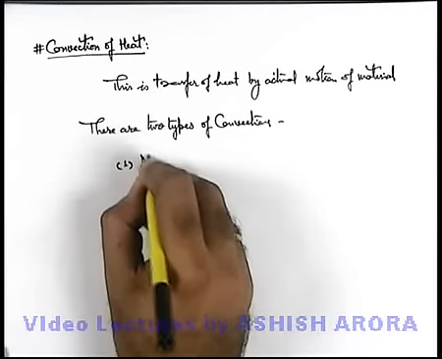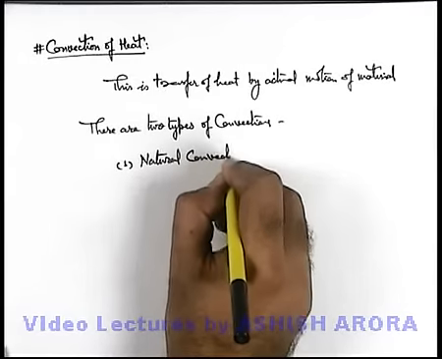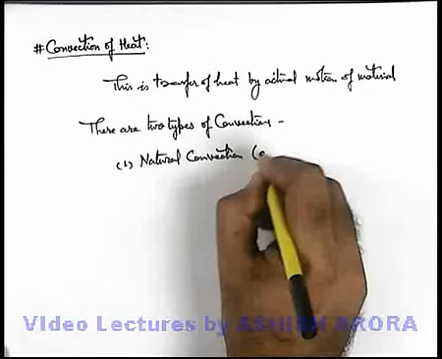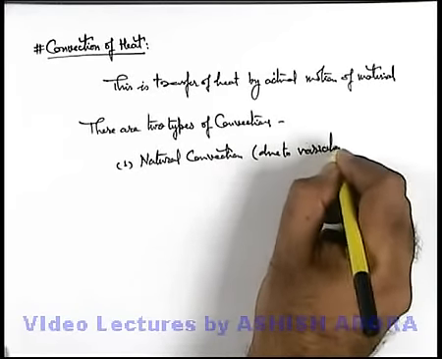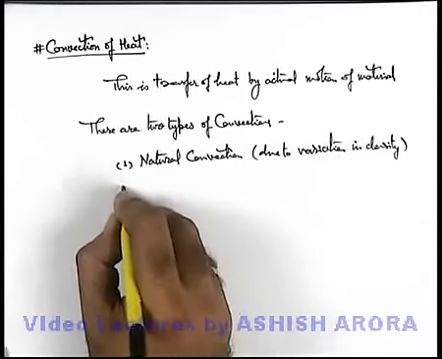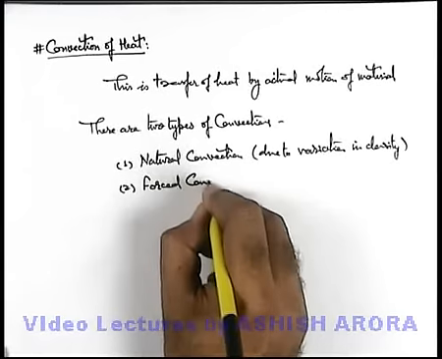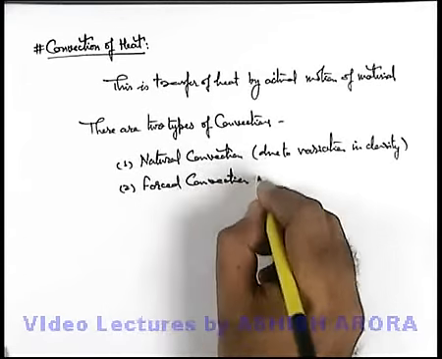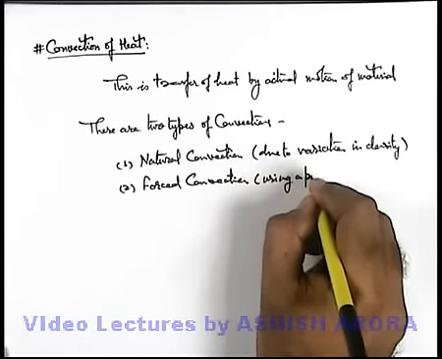Very first is natural convection, which is basically due to variation in density. And the second one is forced convection, which is basically accomplished by using a pump or a blower.